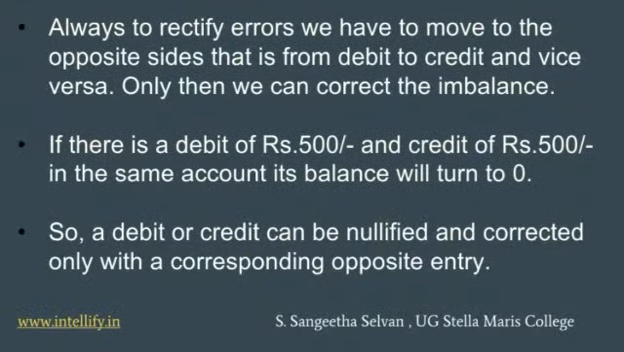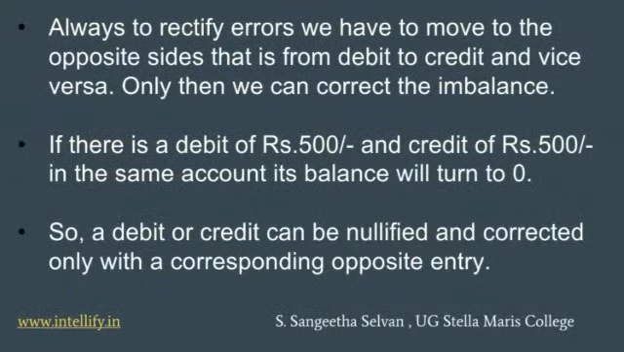So let us explain this more. If there is a debit of 500 and a credit of 500 in the same account, then the balance of that account will turn to be 0. So a debit of 500, if it is wrongly debited, to correct it, what should we do? We have to credit the same account with 500. So it will nullify: plus 500, minus 500. So the balance will turn to be 0. This is the simple logic.